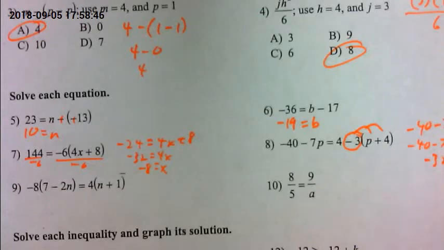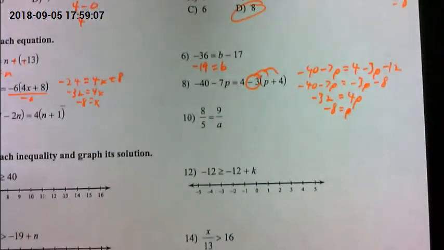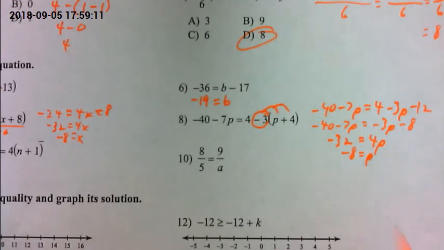Bring the 7p over to this side by adding 7. So +7 plus -3 would be a +4. Divide by 4 and you get -8. On number 9, well, that was off the chart a little bit. Sorry about that. So, going back through that one real fast because I didn't notice it was off the screen.